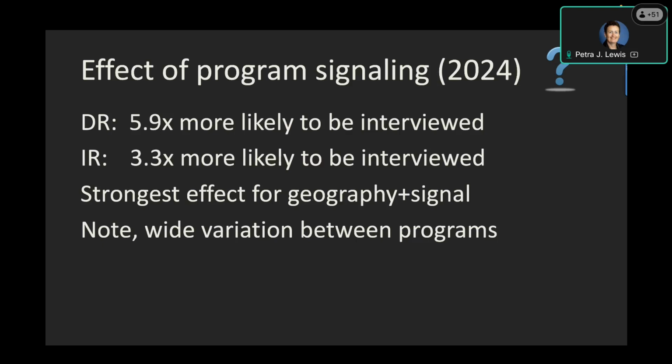Okay, so you can have a lot of signaling going on. Here's the important stuff: you are way more likely to be interviewed if you signal. And if you have geography and signal, you're much more likely again. There is variation between programs. Some programs only interview people who signal. Other smaller programs who may get fewer signals may have a wider range.